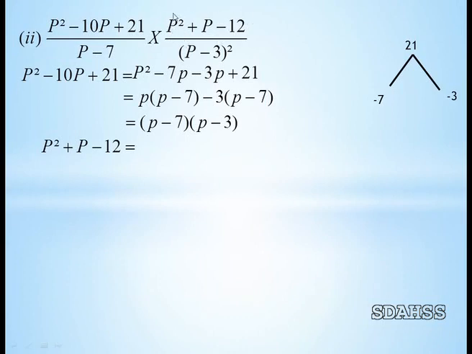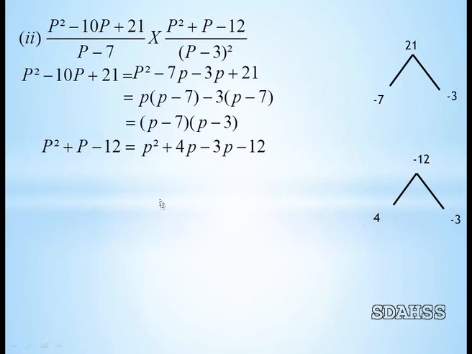Now consider p square plus p minus 12. Here the sum is 1 and the product is minus 12. So to factorize, consider minus 12. Minus 12 can be written as 4 and minus 3. If you add 4 and minus 3, you will get 1. If you multiply 4 and minus 3, you will get minus 12.